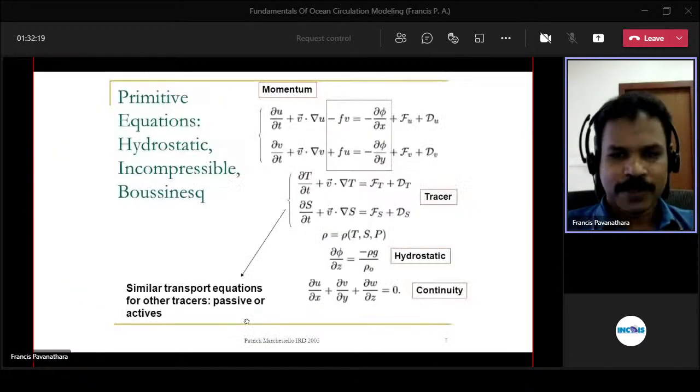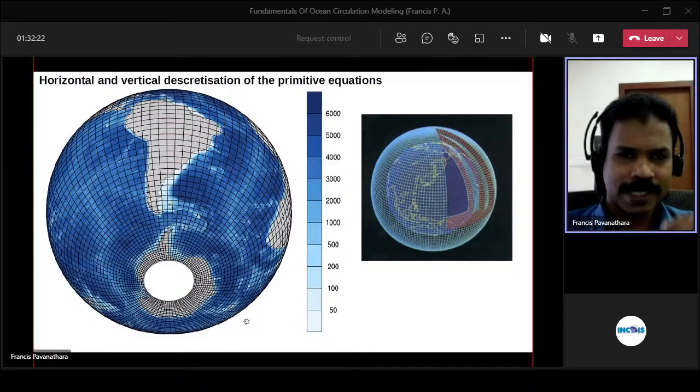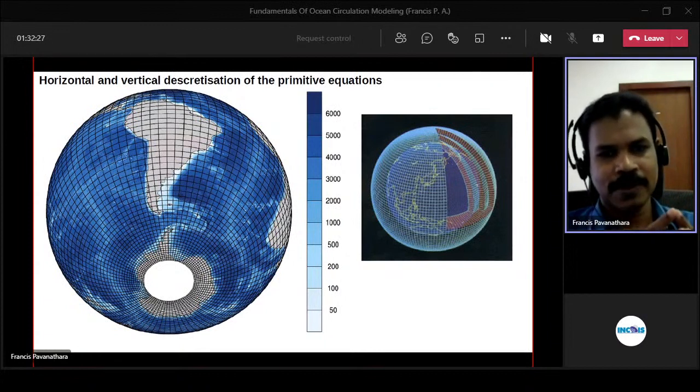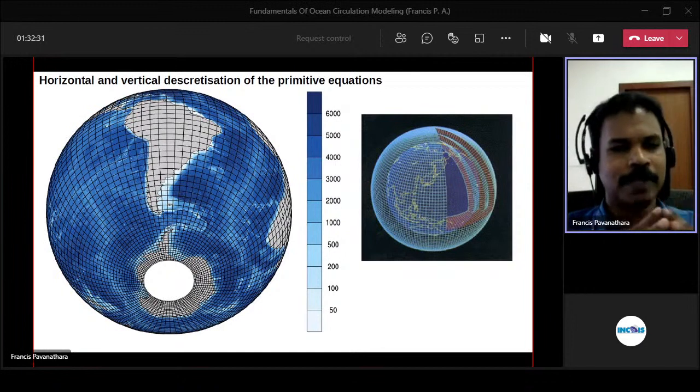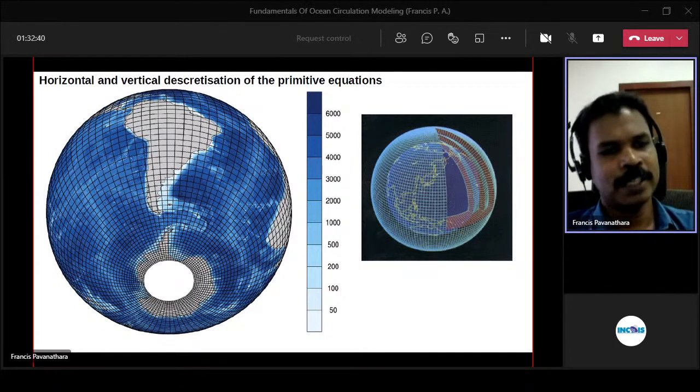Now, we have come across these seven equations. Now, we have to discretize them. As I said, the partial differential equations have to be numerically solved. For that, you have to put them into different cells. So we can assume that the globe is split into small cells of our desired size.